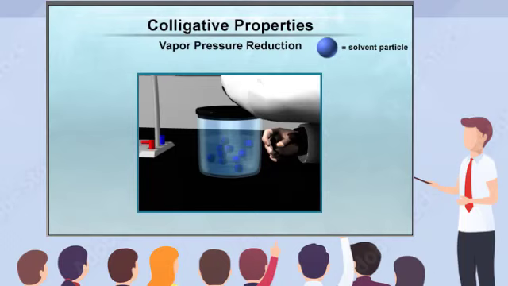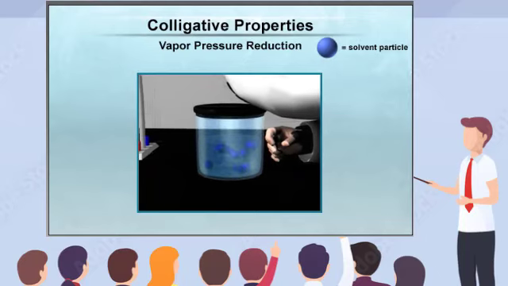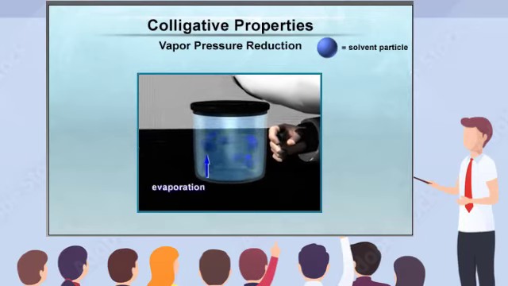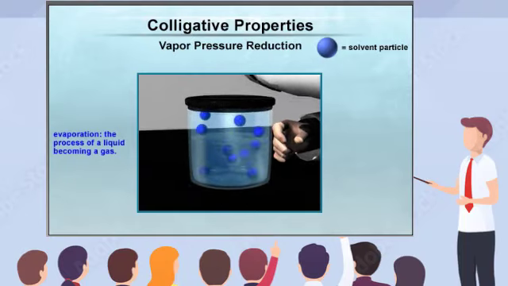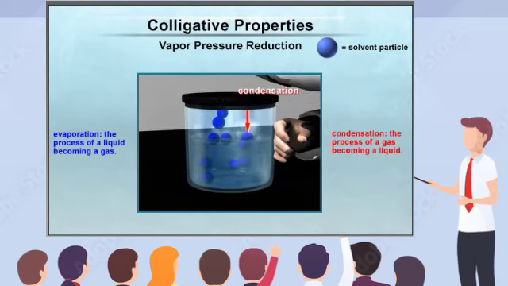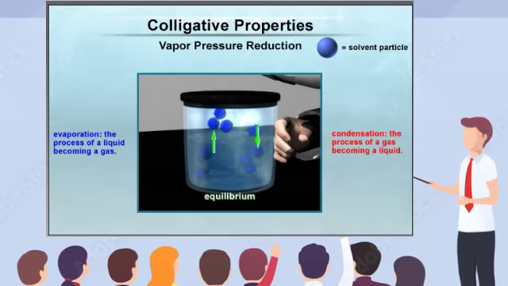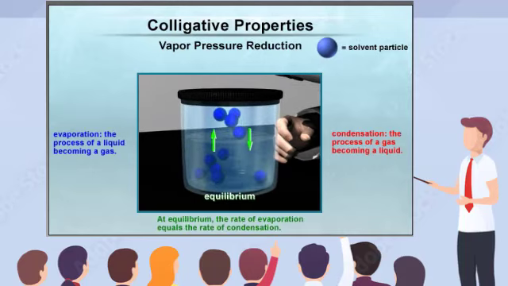The first colligative property you will investigate is vapor pressure reduction. Here you see a liquid solvent placed in a container, which is subsequently sealed. A short time later, some of the solvent molecules leave the liquid state, becoming gas molecules in a process called evaporation. Soon, some of these gas molecules return to the liquid state in a process called condensation. Eventually, a state of equilibrium occurs in which the rate of evaporation equals the rate of condensation.